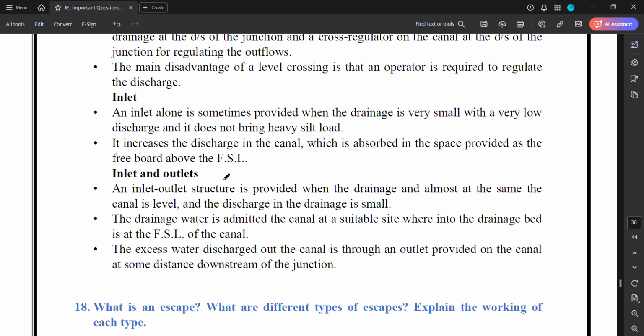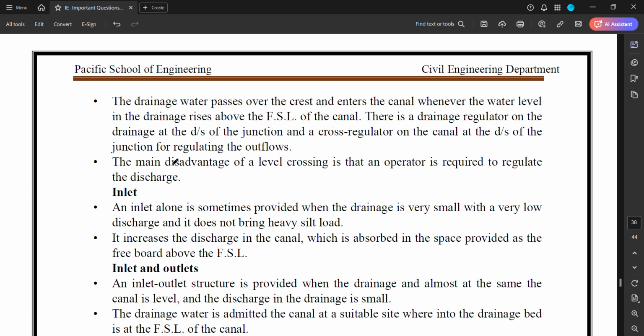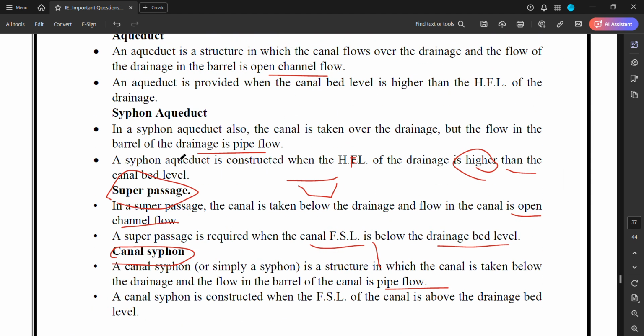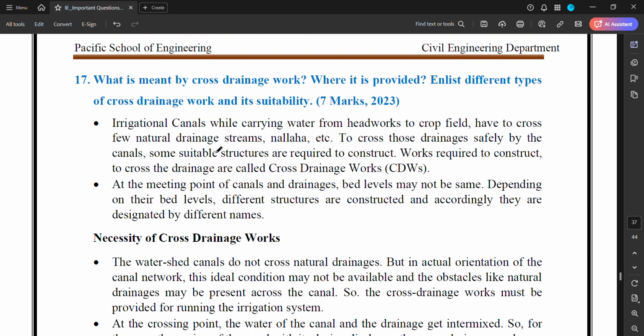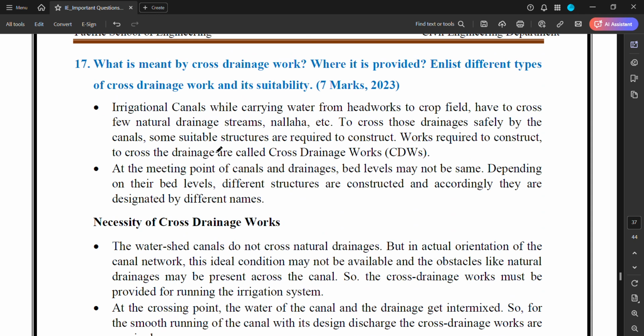So canal outlet, inlet, level crossing, siphon aqueduct, super passage, canal siphon, and aqueduct: these are the cross drainage structures which we provide in cross drainage works.